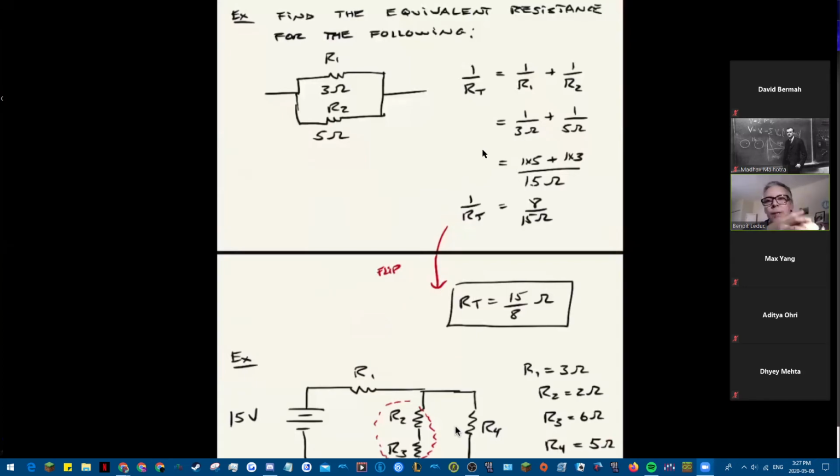And your goal is to find the equivalent resistance. So to replace all those 4 resistors with one big resistor that will sort of do the same job, that will draw the same amount of current as in this case here.